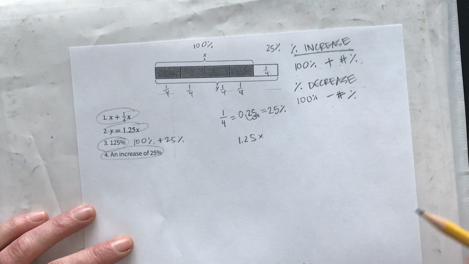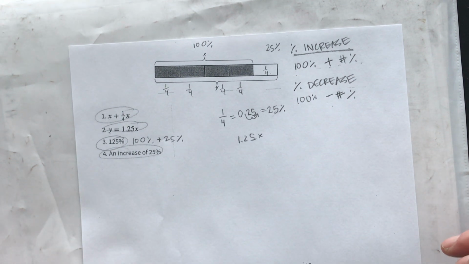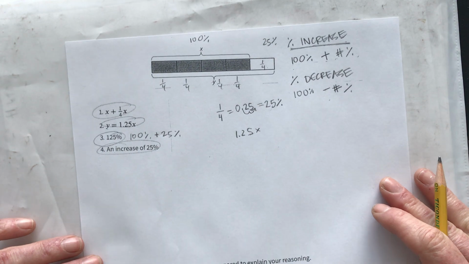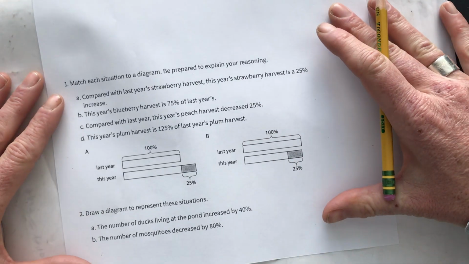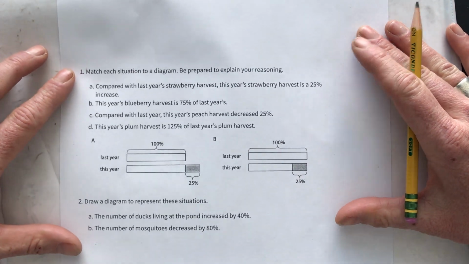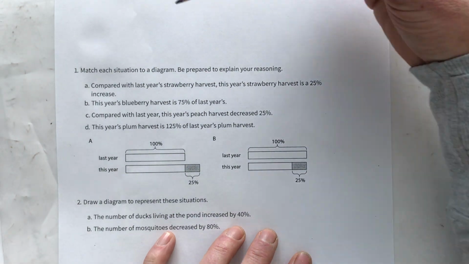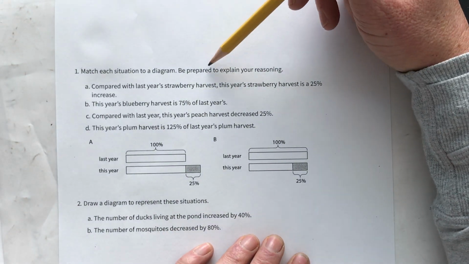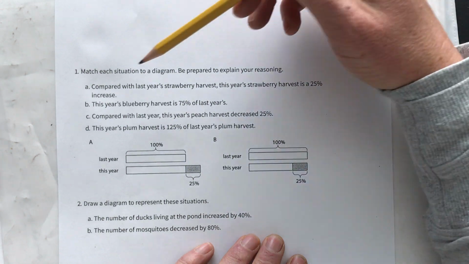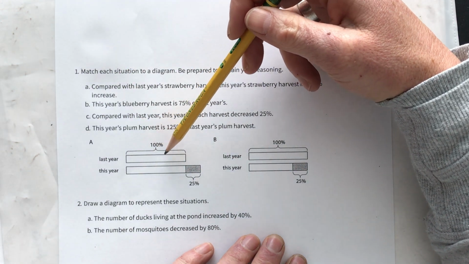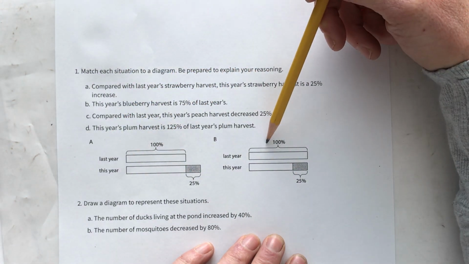So tape diagrams are a really useful strategy to visualize percent increases and decreases. And so we're going to look at a couple of these problems down here, where we're asked to match each situation to a tape diagram and be prepared to explain my reasoning. So I think I have two diagrams here. It looks like diagram A and diagram B.